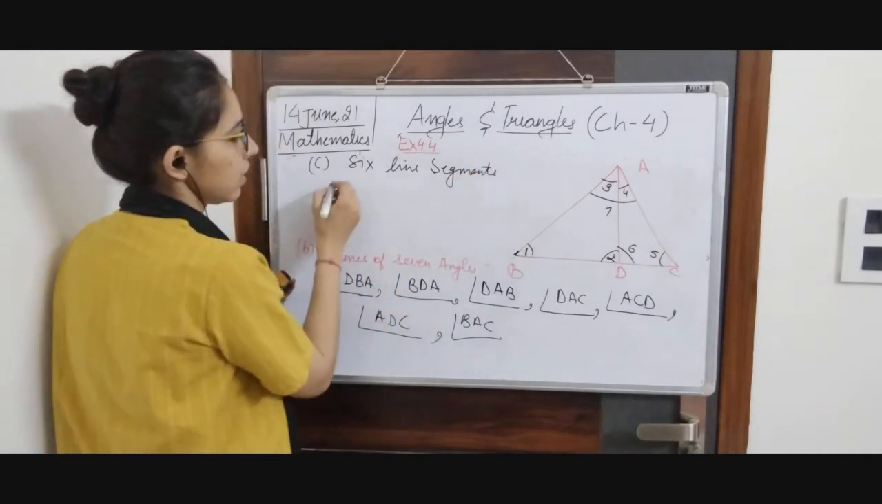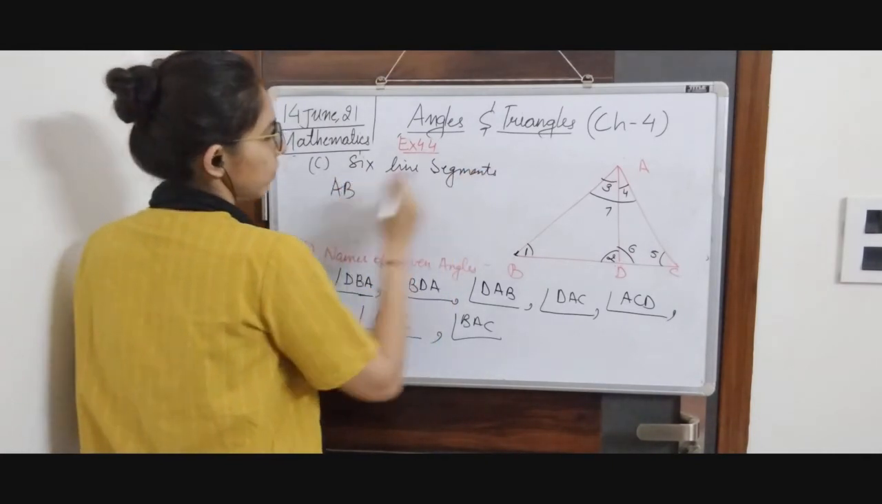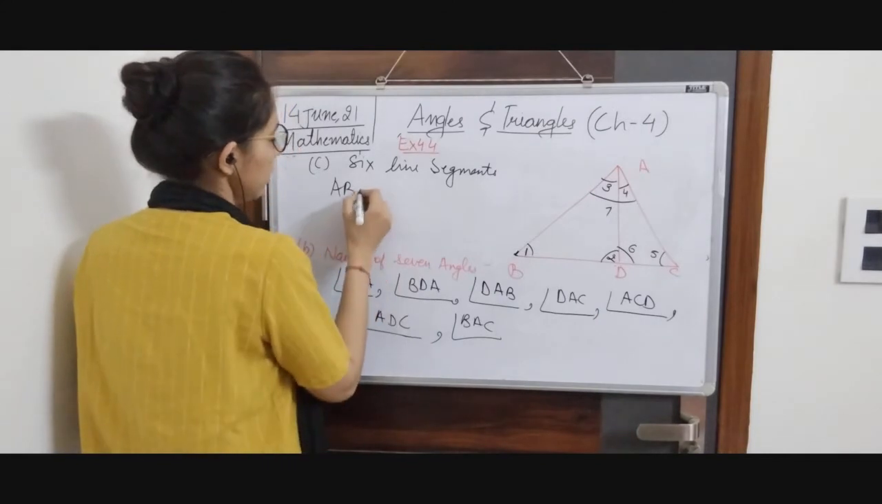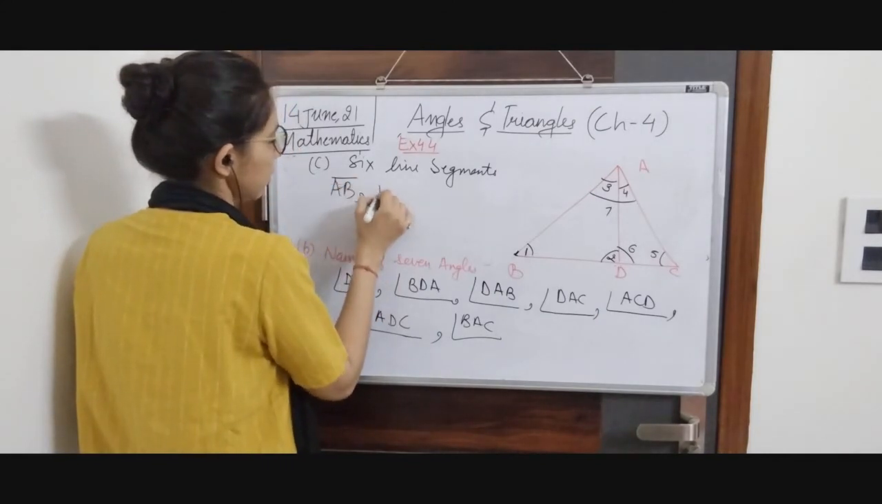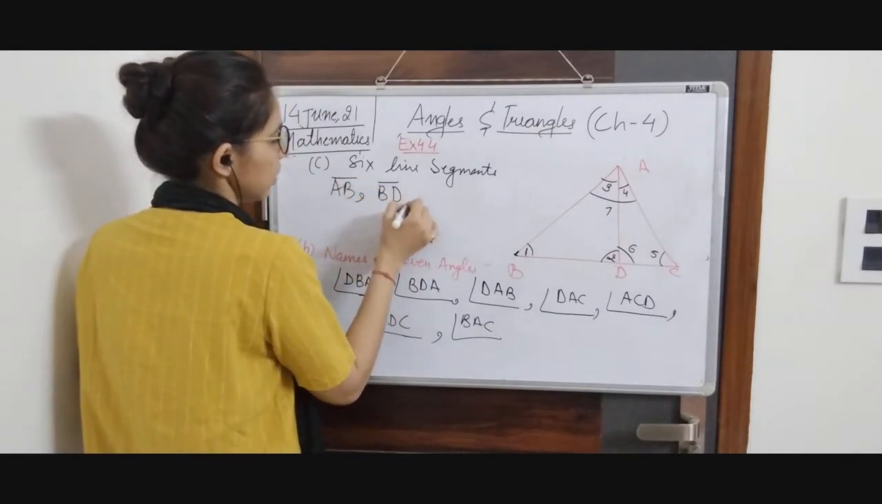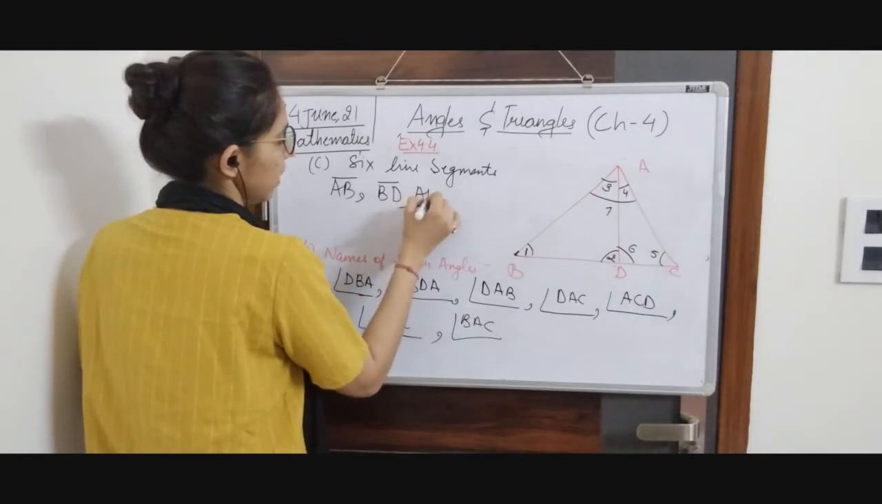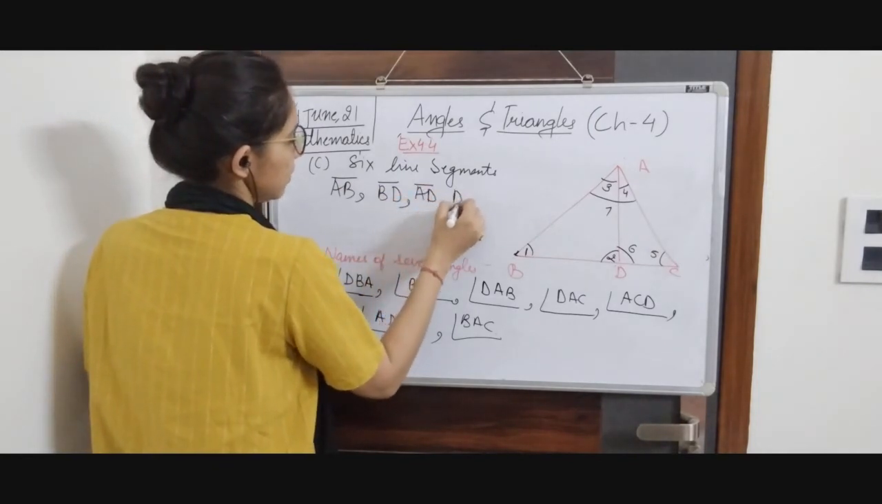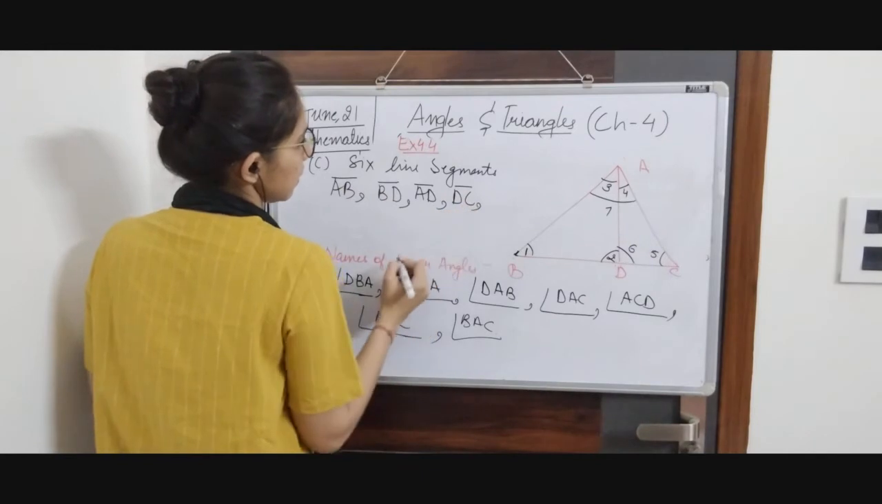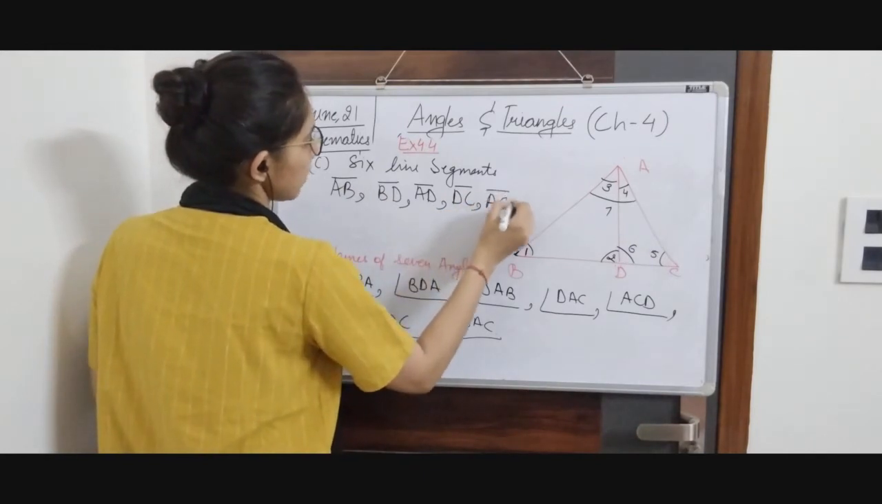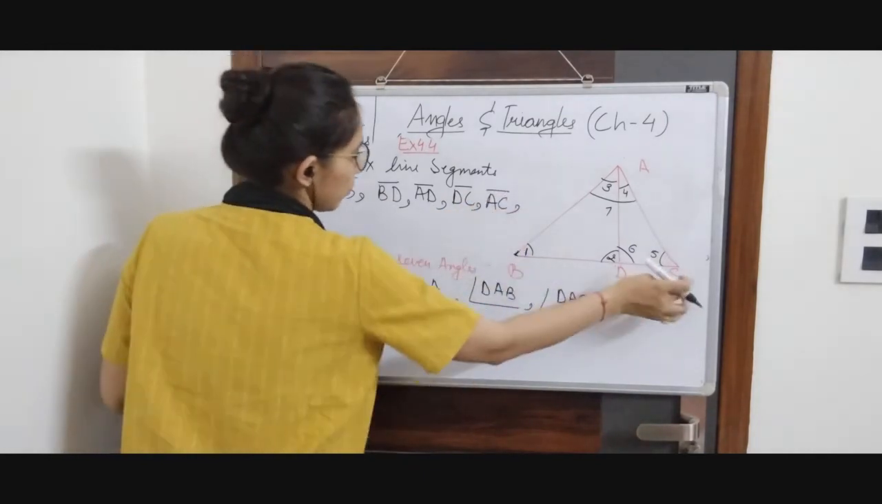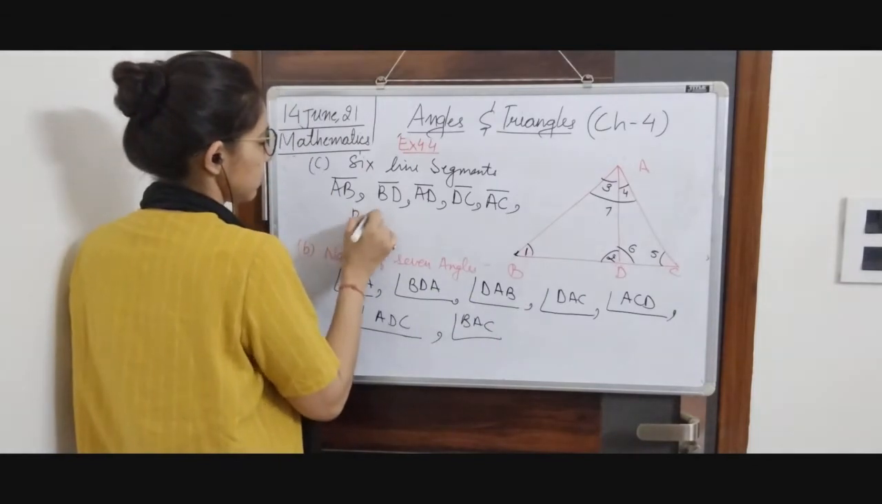First is AB. We are going to start from here, AB. Then we have BD. Then we have AD. Then DC. Then AC. Where is the sixth one? Sixth one is going to be this one, BC.